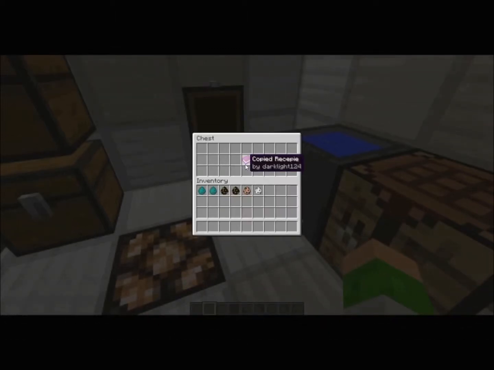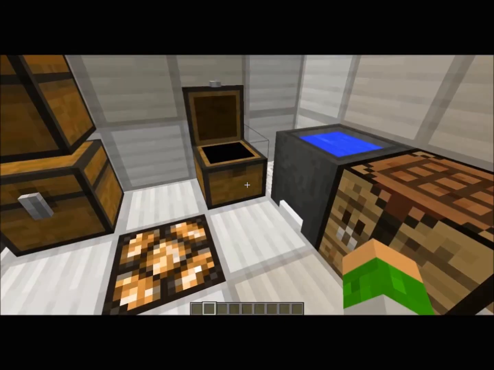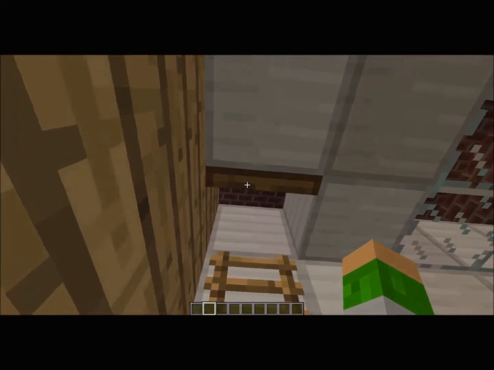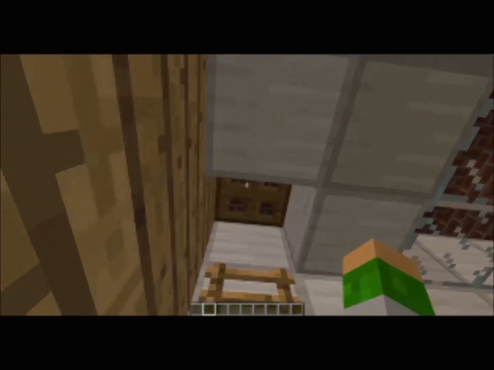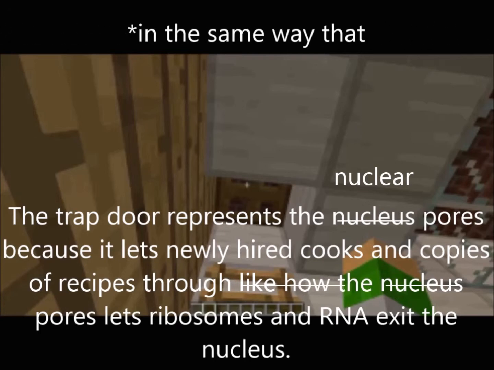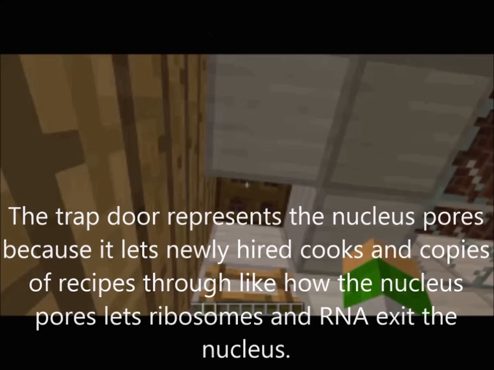Last but certainly not least, up here is the trapdoor to get to the manager's office, and this represents the nuclear pores because it lets newly hired cooks and copies of recipes go through it, like how the nuclear pores let ribosomes and RNA exit the nucleus.